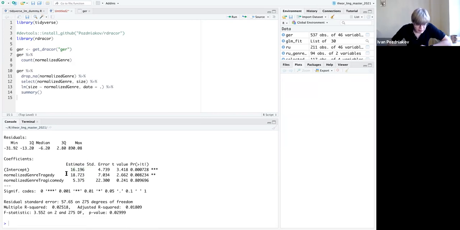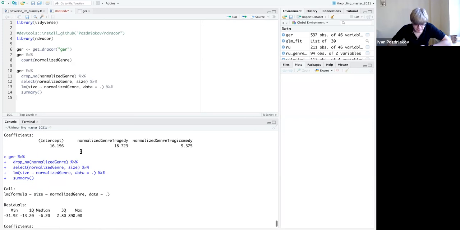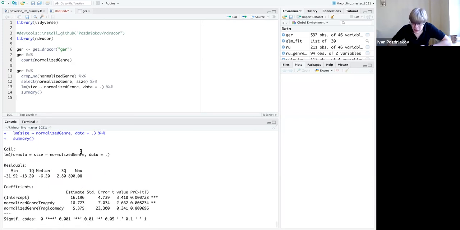So you can actually just estimate the average size of tragedies, tragicomedies, and comedies just from these coefficients. So what will be your best estimation for the size of German tragedies, where size means number of characters? For German comedies, it's 16. What will be your best estimation for German tragedies? So it would be 18.